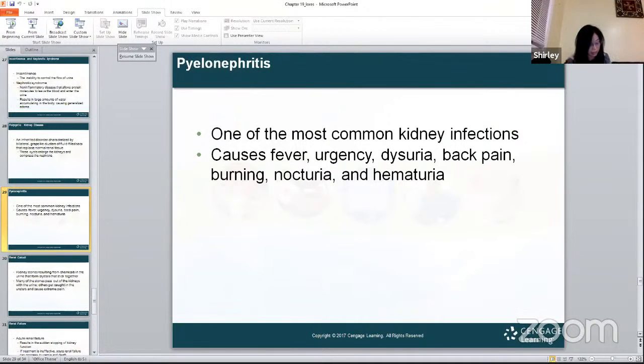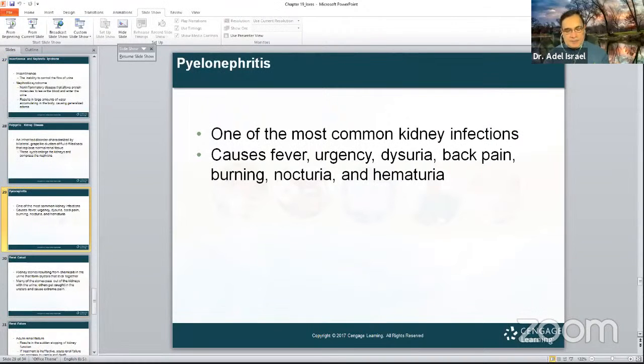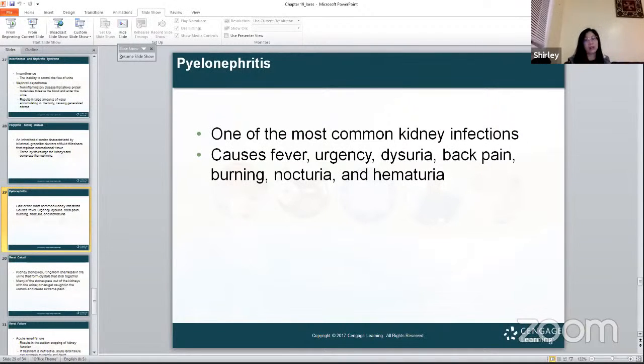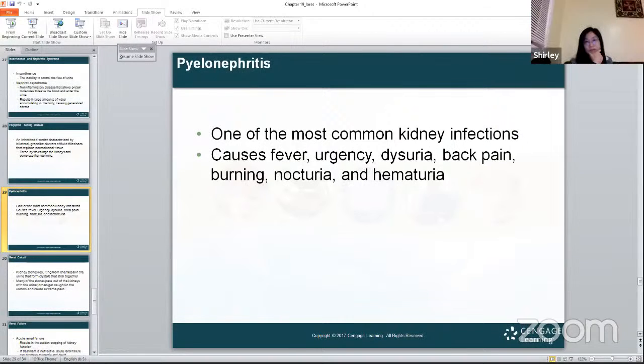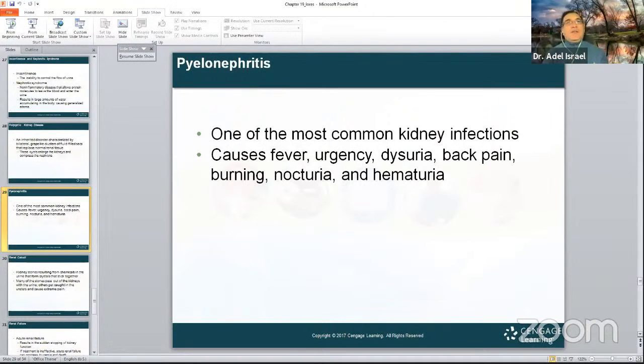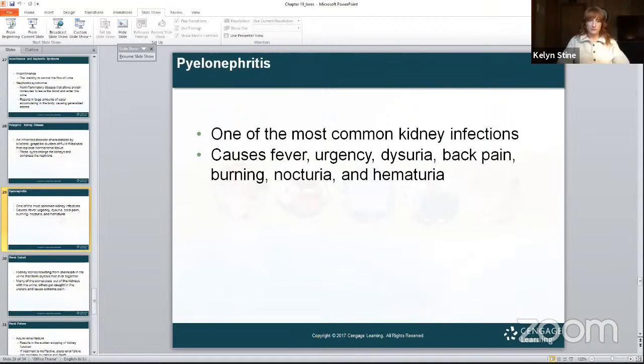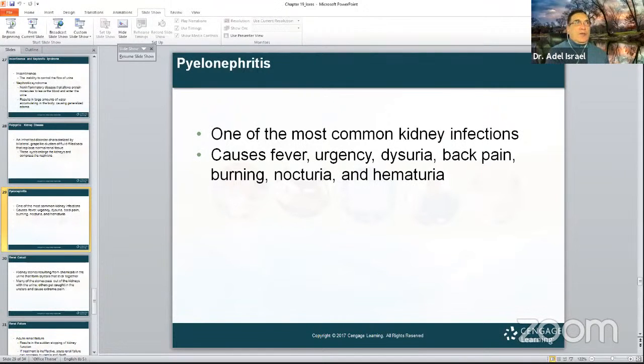What do we mean by dysuria? Dysuria is like it's hard to pee. Very good. It is hard to pee, or pain or difficult urination. Very good. What do we mean by the word fever? Kelly. Elevated temperature. Elevated body temperature, correct. Thank you, guys. So all of these are symptoms of pyelonephritis.